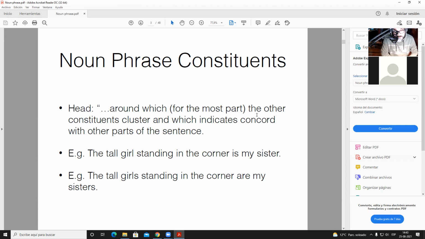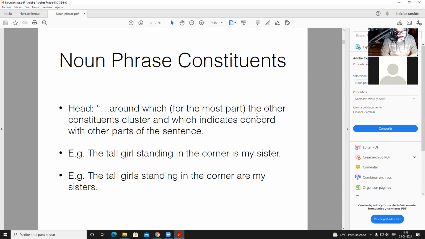Then we have a definition for that. A head around which, for the most part, the other constituents cluster and which indicates concord with other parts of the sentence, right? So inside of noun phrases, what we have is a head, which is a noun, and that noun will create concord. Concord means that the presence of one element will influence the form of another element, right?